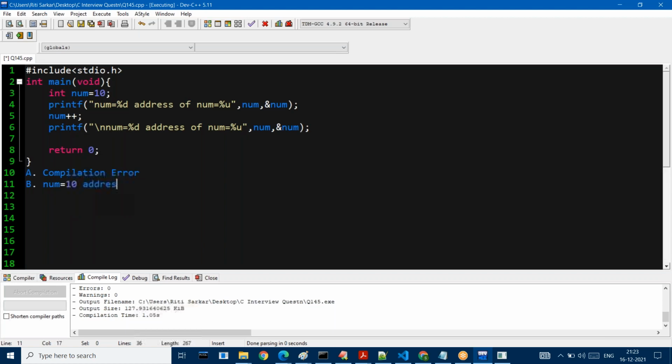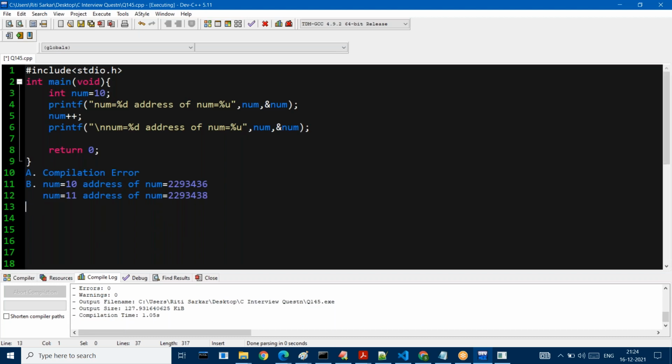Address of num equal to some value, some arbitrary value. When we run the application, we don't know which value will come. Just arbitrarily we are taking some value. Num is 10 and address of num is this. For the second line, num equal to 11 and address of num equal to, here say 38.